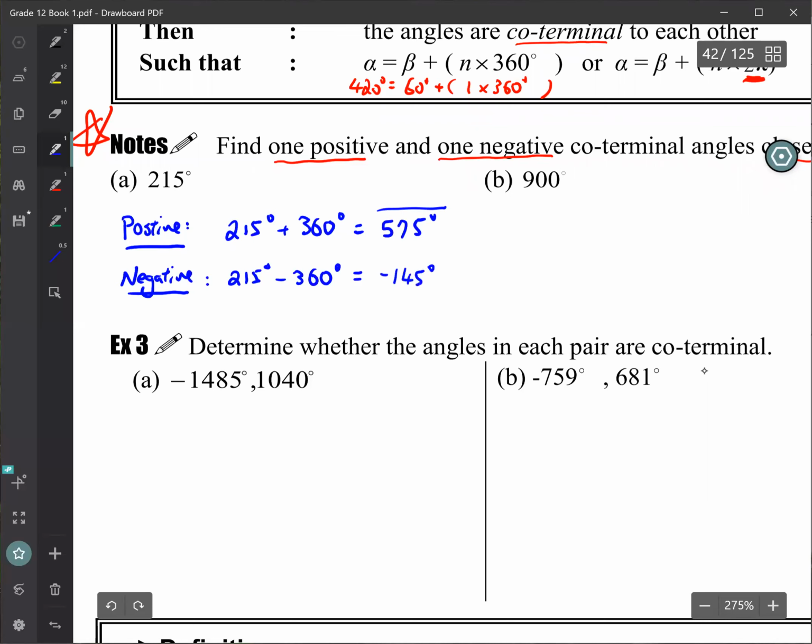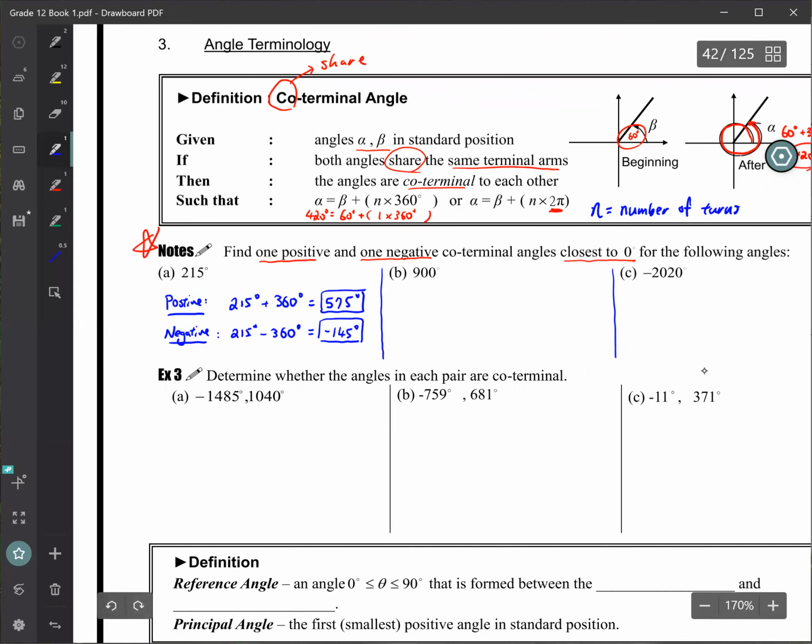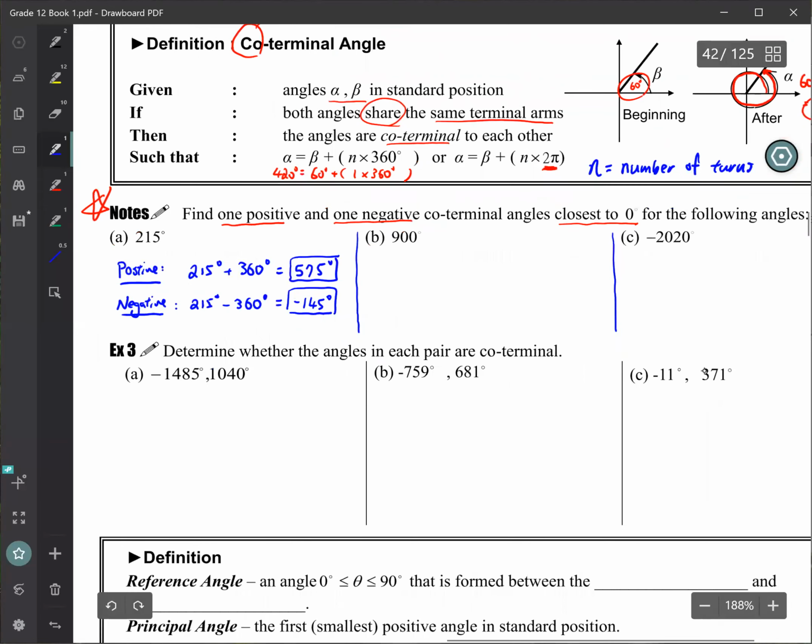So what will be the two answers? One for the positive coterminal, one for the negative coterminal. So please try questions B and C. You may use a calculator to do the add and subtract. One positive, one negative. If you are using the closest to 0, then everybody should get the same answer. Once you get the answer for both, please raise your hand.